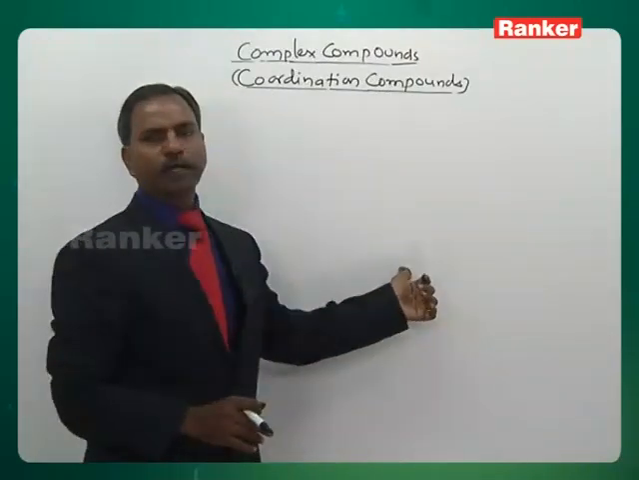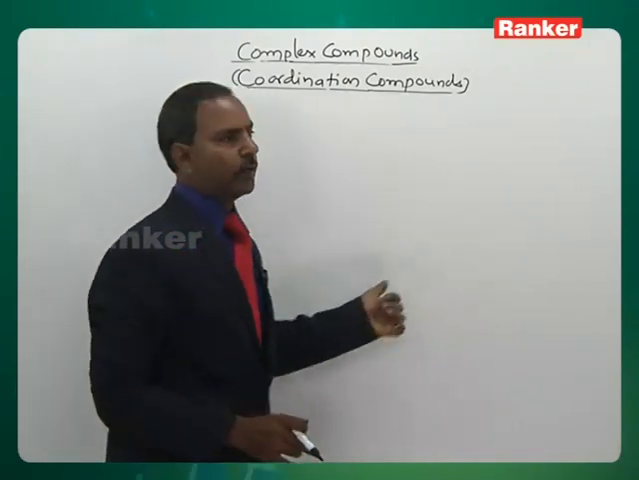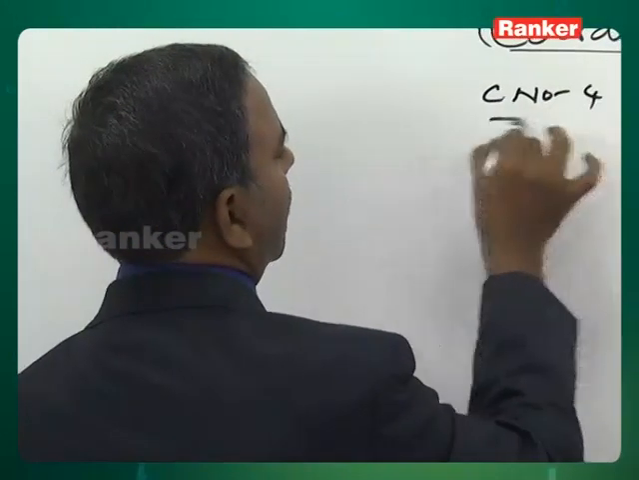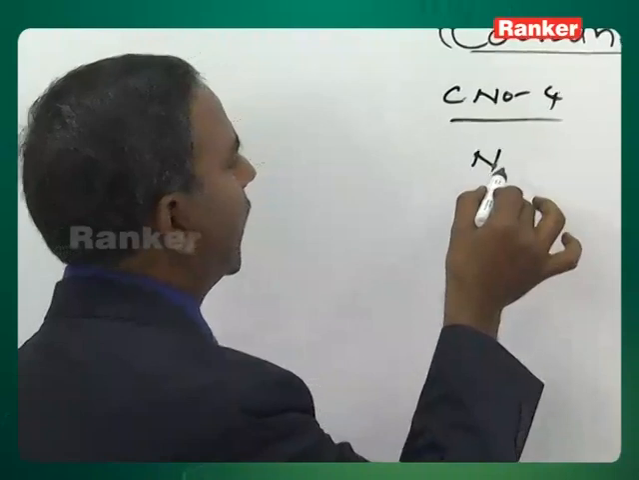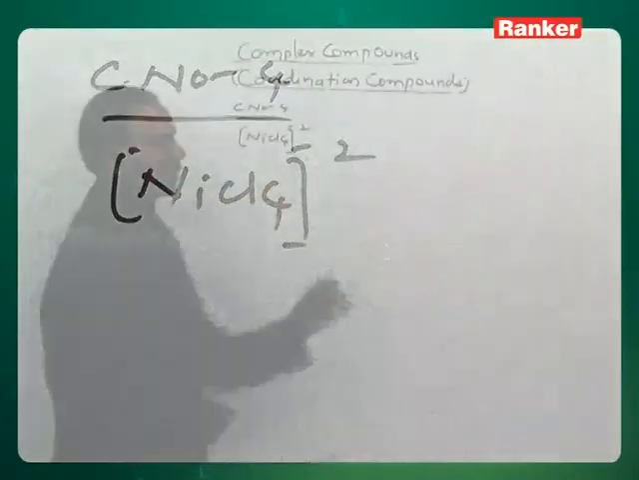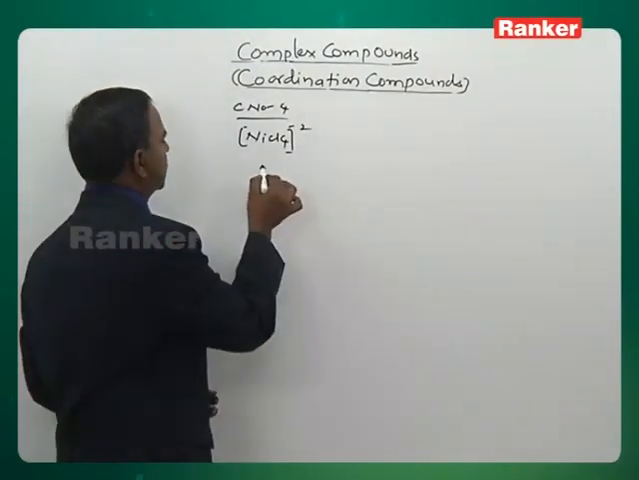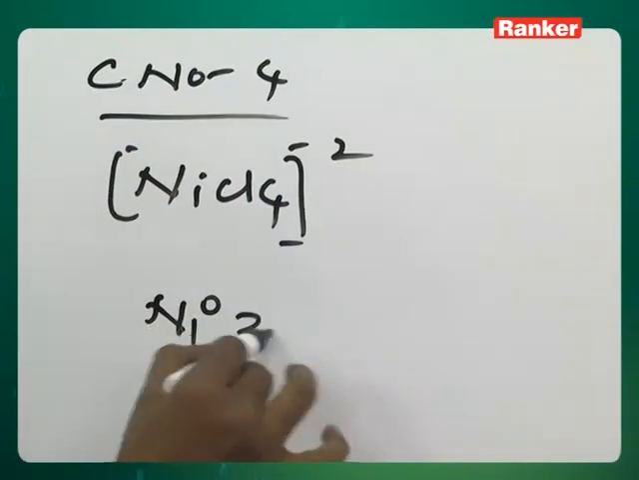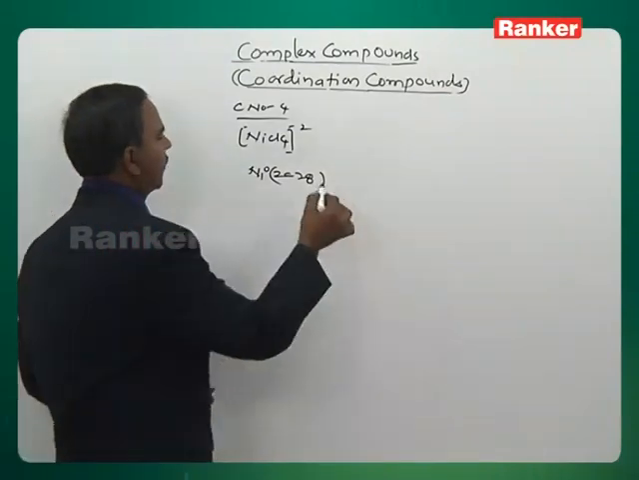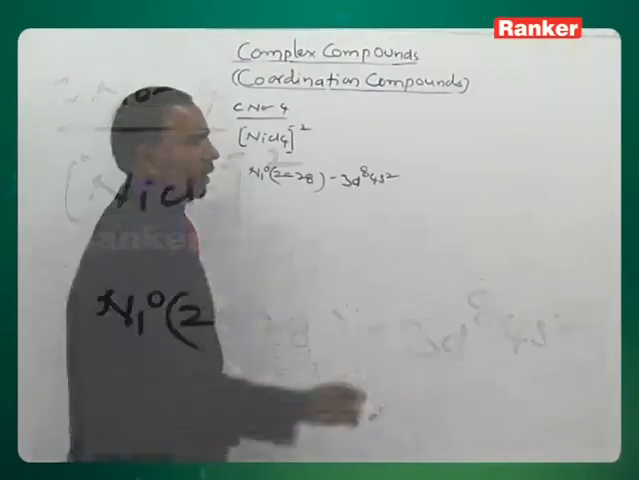We have completed some of the complexes under applications of CFT. Coordination number 6 we have completed. Let me write now coordination number 4. Let me take the first complex, nickel tetrachloride, [NiCl4]2-. Let us follow the same steps we took in coordination number 6. Now nickel, Z is equal to 28. Its configuration is 3d8 4s2.